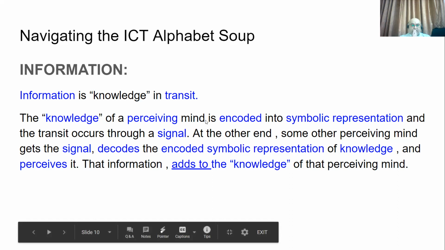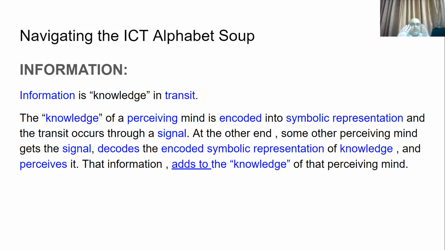So what happens? The knowledge is transferred, and then at the receiving end, there's another perceiving mind. What does it do? It gets the signal, it decodes the encoded symbolic representation of knowledge, right? Which happens to be the binary digit sequence corresponding to the concept of the number 9, which in turn is a subset of my knowledge, I who had transmitted it. And then the receiving mind perceives it. It also thinks of the same concept, the same thing, which is called a number 9. That is the sequence of information.